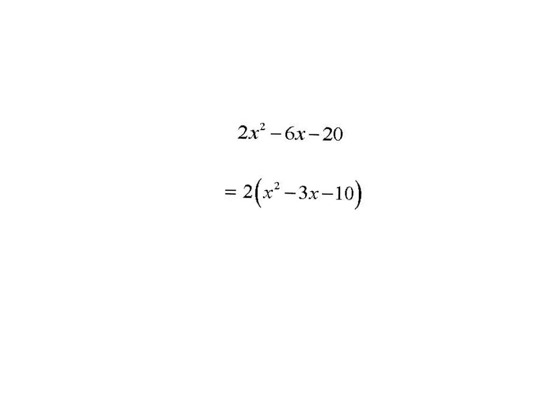In a later video, we're going to be talking about how to factor x squared minus 3x minus 10. But for now, here's how it comes out. And the 2 stays separate out in the front.